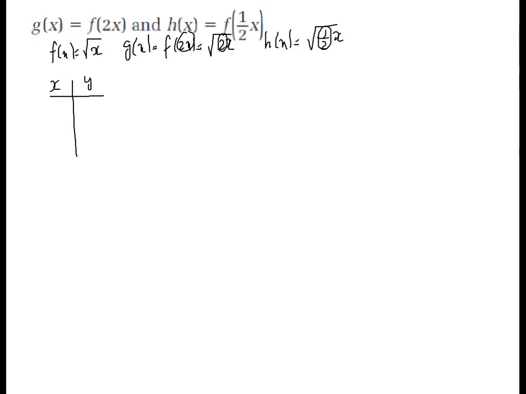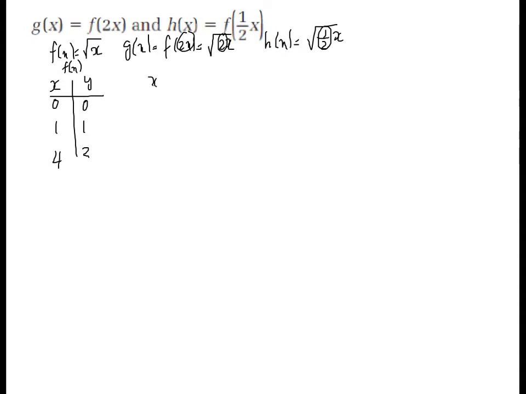So again, I'm going to pick x as 0, 1, 4. When x is 0, f of x, which is square root of 0, is 0. When x is 1, square root of 1 is 1. When x is 4, square root of 4 is 2. So this is the table of values for f of x.